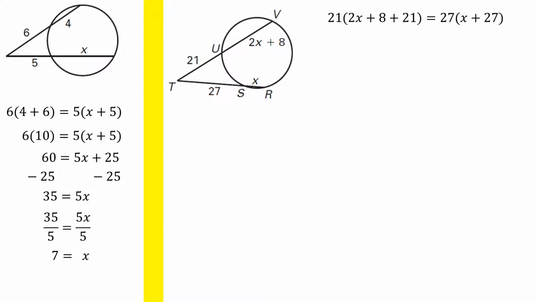Okay, now I've got an external segment of length 21, but then the entire segment is the 2x plus 8 plus the 21. The other secant, external segment is 27, the entire length, x plus 27. Looks like I better add that 8 and that 21. That'll get 29. Looks like I need to use the distributive property to multiply out.